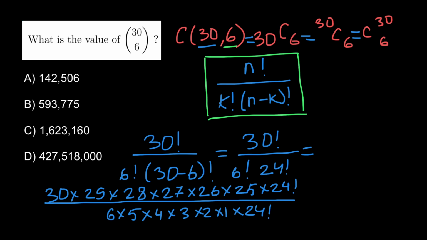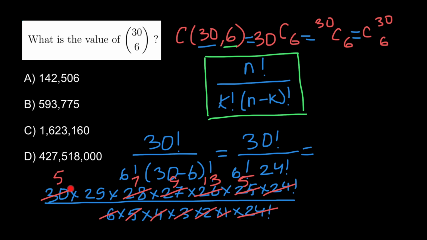Now let's cross out the same numbers. We have 24 factorial here and 24 factorial here. We can cross out the 6 here, and 30 divided by 6 is going to be 5. Let's put 5 here and get rid of this 5. Instead of 25 here, we are going to have 5. Let's get rid of this 4, and instead of 28 we are going to have 7. Let's get rid of this 3, and instead of 27 we are going to have 9, and we get rid of 2, and instead of 26 we will have 13, and we can just cross out 1 because anything divided by 1 is going to be the same number.